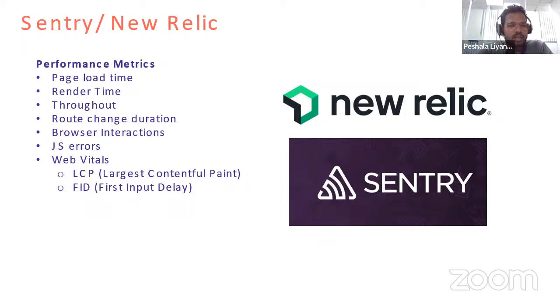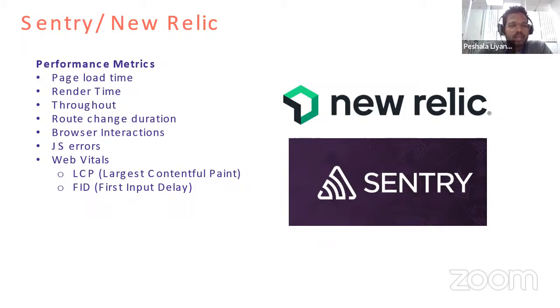One is page load time, render time, and throughput. Throughput is the number of transactions per minute. That means the number of page loads, so the number of components that have been reloaded. Likewise, the number of transactions basically, and route change duration, browser interactions, and if there are any JavaScript errors, you can see those errors in Sentry and New Relic.